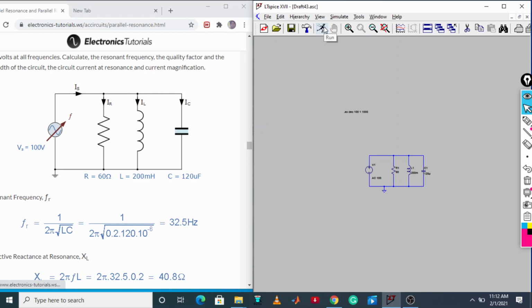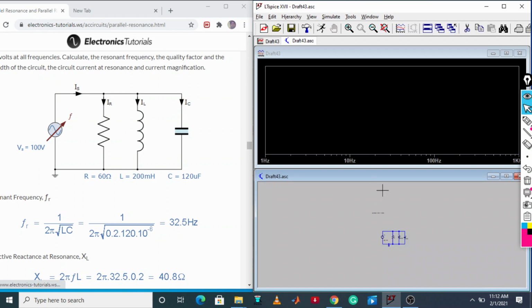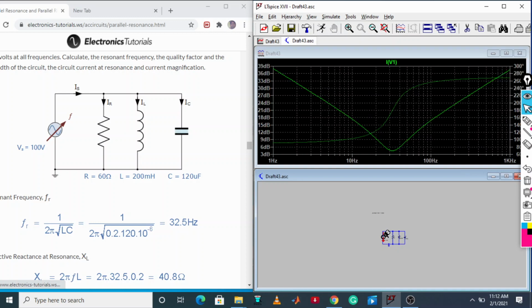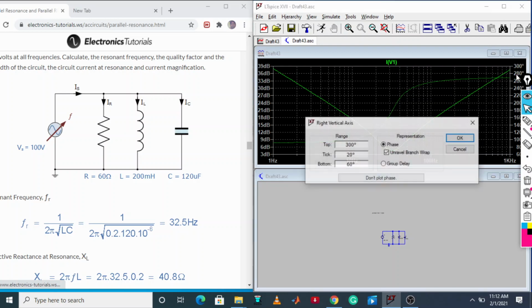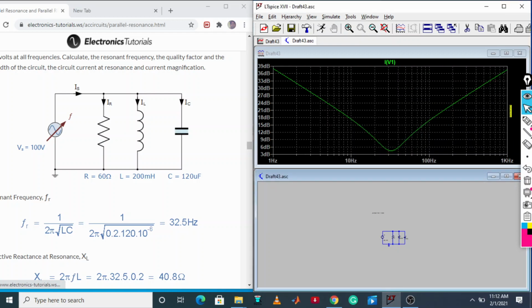Now you run it. We need the current versus frequency graph. This is the frequency we have taken from 1 to 1 kilohertz. Now we need to plot. Just put your cursor over here, you will get the current plot. See, now this is our output. Now here, don't plot the phase, so it will just give you the magnitude.